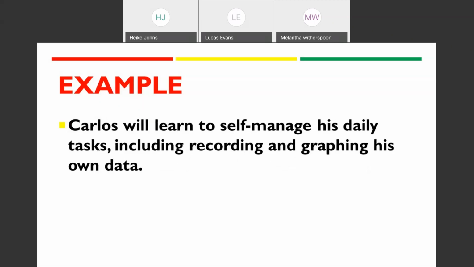Okay, this is another example. Carlos will learn to self-manage his daily tasks, including recording and graphing his own data. This is him being able to learn the skill of managing his own life, which prepares him to be self-sufficient once the overseer of the behavior support plan, who's going to teach him the skills, is gone. And so this definitely ensures that the plan is in effect once the plan is no longer valid. And so this is another good example.